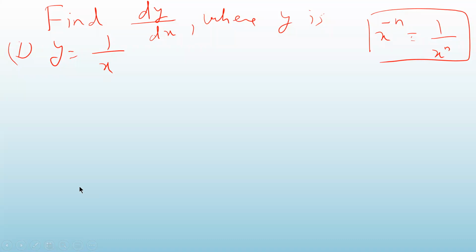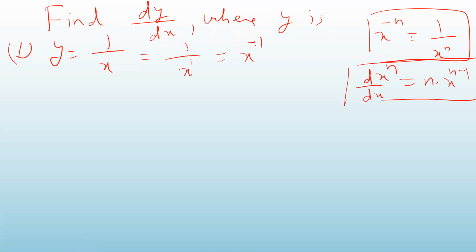So 1 upon x is actually 1 upon x to the power 1. I can write this as x to the power minus 1. This is a positive power in the denominator. I can bring it in the numerator, so the sign of the power will change and it will become x raised to minus 1. Look at here: x raised to minus 1 is 1 upon x raised to 1. Now you can do this with the help of your formula, that is derivative of x to the power n is n into x raised to n minus 1. Repeat the formula. So here n is minus 1.